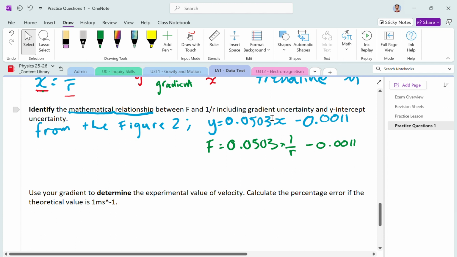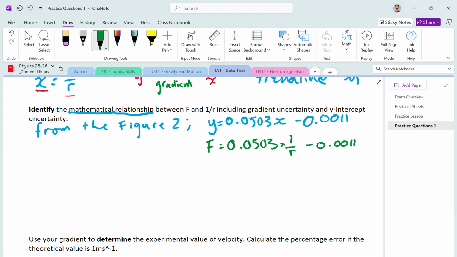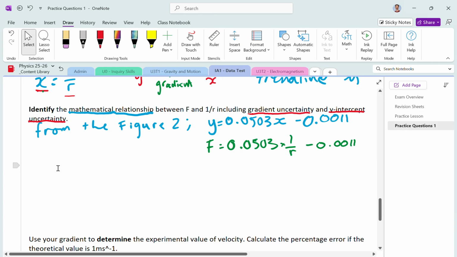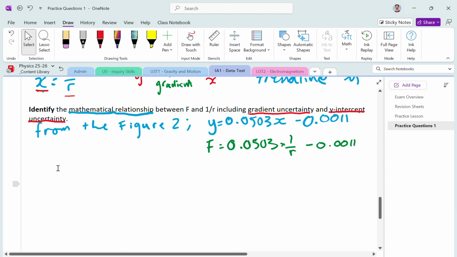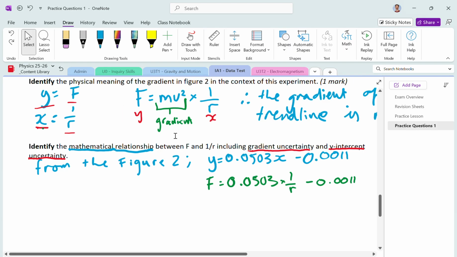Easy. The next thing we need to do, which has a few more steps to it, is we need to identify or determine the gradient uncertainty and the y-intercept uncertainty. Okay, so what you'll notice here is I am underlining key things that are required from me in this question. I would recommend you do the same in an exam setting. It really helps you to communicate, not to anyone but yourself, what is required. Okay, so what is the gradient uncertainty? What is the y-intercept uncertainty?